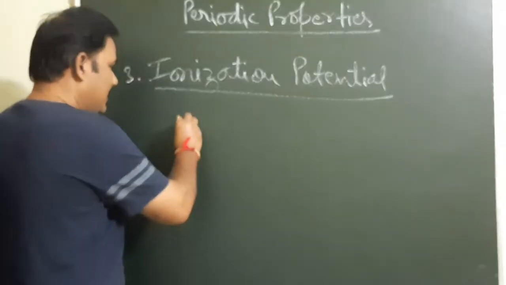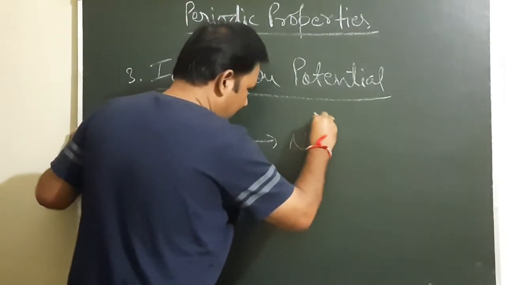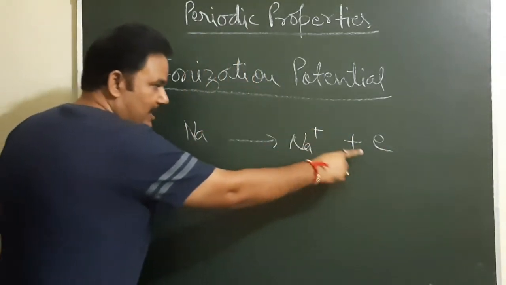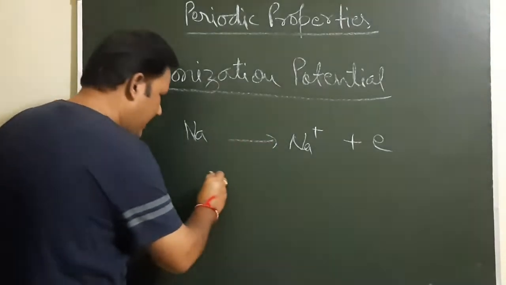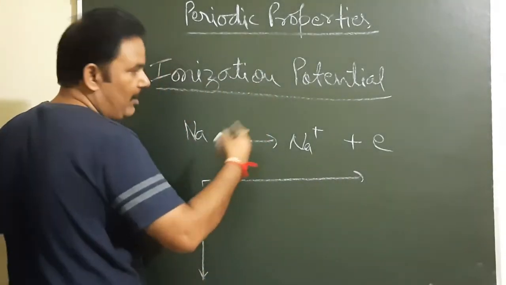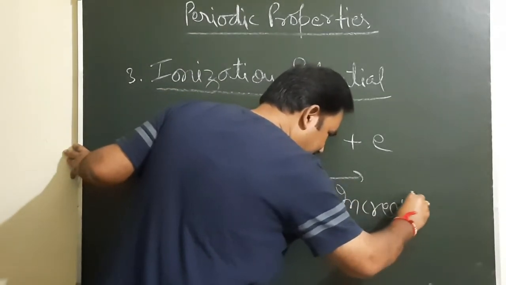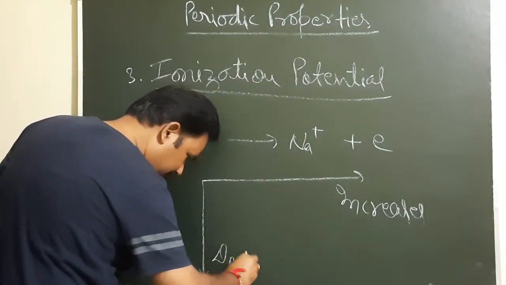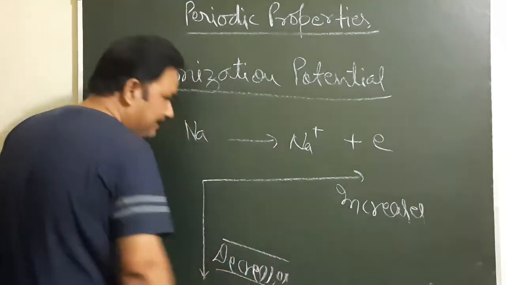Ionization potential means, suppose sodium is there. If we take one electron from the sodium atom, it will form the sodium ion. For taking out this electron, whatever energy is required is known as the ionization potential. Now the general trend: when we move along the periods or along the groups, it increases along the periods and it decreases down the groups. What is the cause behind it?